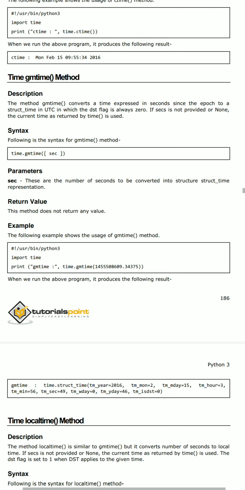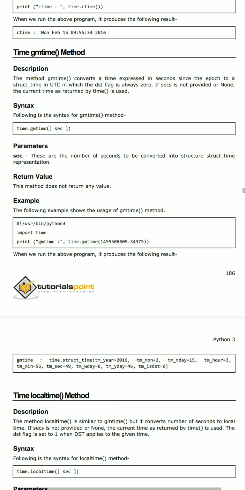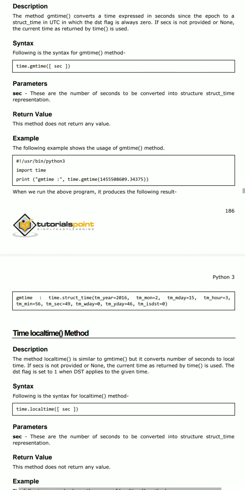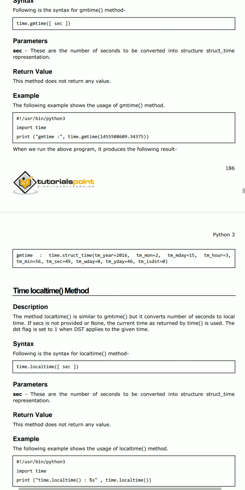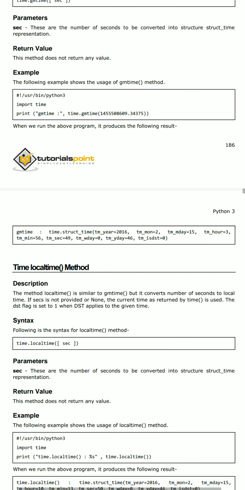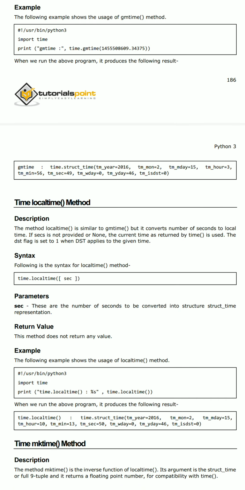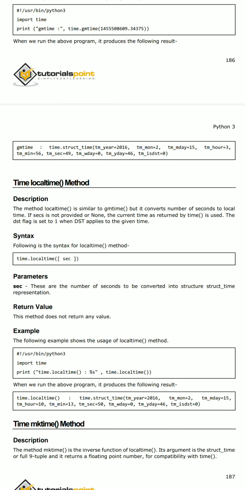Next one is time.gmtime. This method converts a time expressed in seconds since the epoch to a struct_time in UTC. The syntax is time.gmtime([seconds]). The parameter seconds specifies the number of seconds to be converted into a structure. This method does not return any value. Consider the program: import time, then print time.gmtime, which gets the total time.